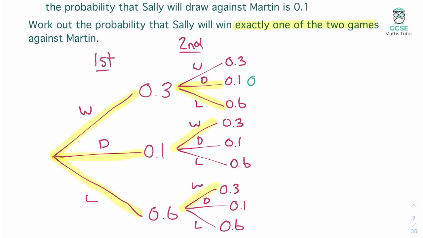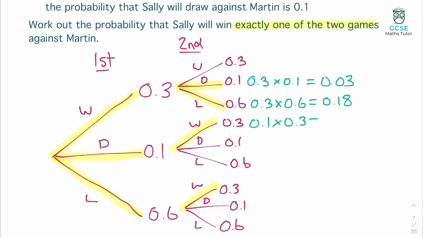So we have this one, 0.3 times 0.1. Careful with that, which is 0.03. We've got 0.3 times 0.6, which is 0.18. And we have 0.1 times 0.3, which is another 0.03, and the final one down here, 0.6 times 0.3. Okay, that's not too bad actually, because we had the same 2 calculations twice. It was actually quite quick to work them out.